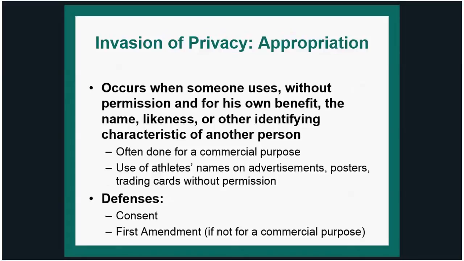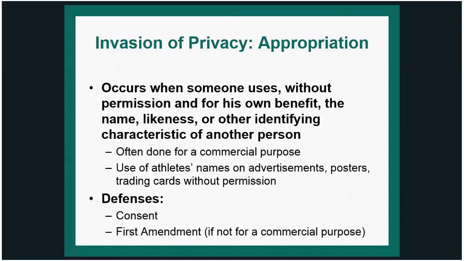Appropriation occurs when someone uses, without your permission or your benefit, your name, likeness, or other identifying characteristics. In a public area, this is a right to publicity, that you control your name, your likeness. Michael Jordan just had a lawsuit and is going through another lawsuit. People, commercial entities, congratulating him on his Hall of Fame induction, using his name for an advertisement or poster.